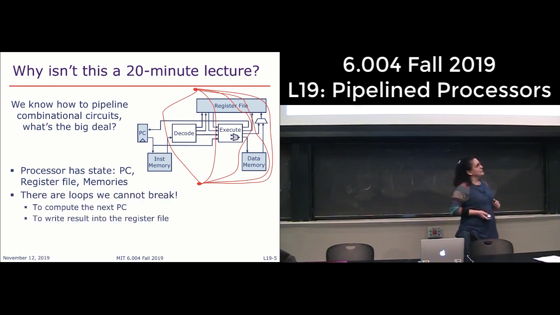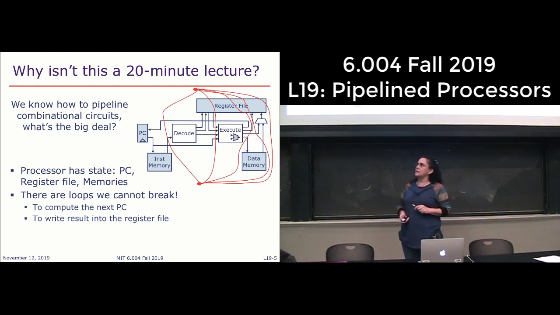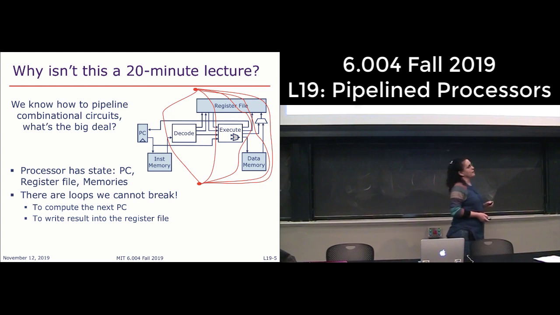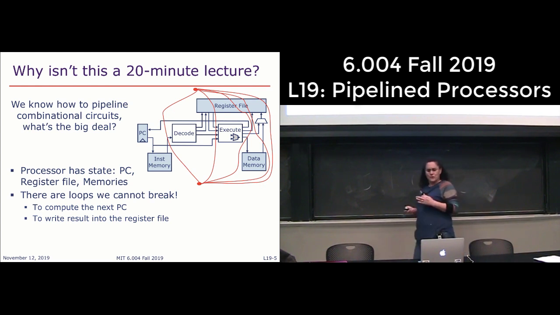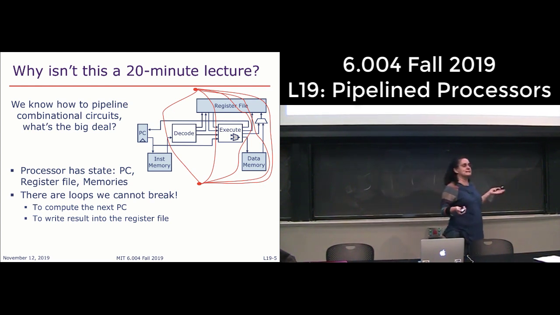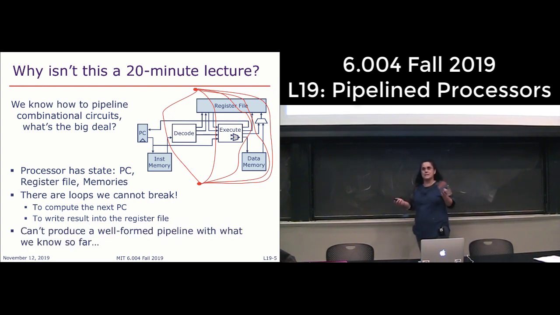Problem number two is that we have cycles in this circuit, right? If you take a close look here, we are taking our PC value and then feeding the next PC value back to our PC register. We are also reading from our register file, producing a value, and then writing back to our register file. So far, we don't actually have all the tools necessary in order to properly pipeline this circuit. And so that's what we're going to learn how to do today.